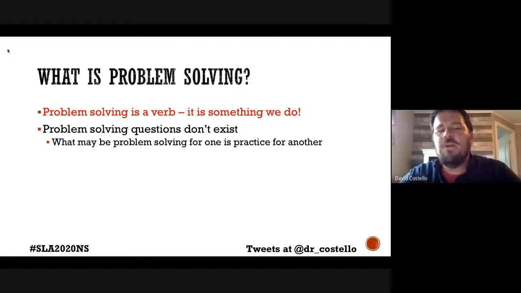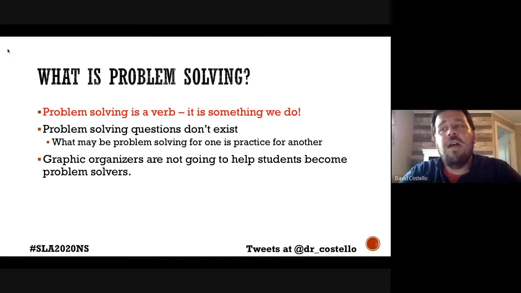So I want you to think about problem solving as a process, as a verb instead of a noun. While graphic organizers are great, they're not necessarily something that will make students into problem solvers. Graphic organizers can be used strategically, but if we rely too heavily on them, they become a crutch, and students aren't problem solving so much as they're just using one specific tool to help them. And we don't want that. We want students to be flexible. We want students to use different things.